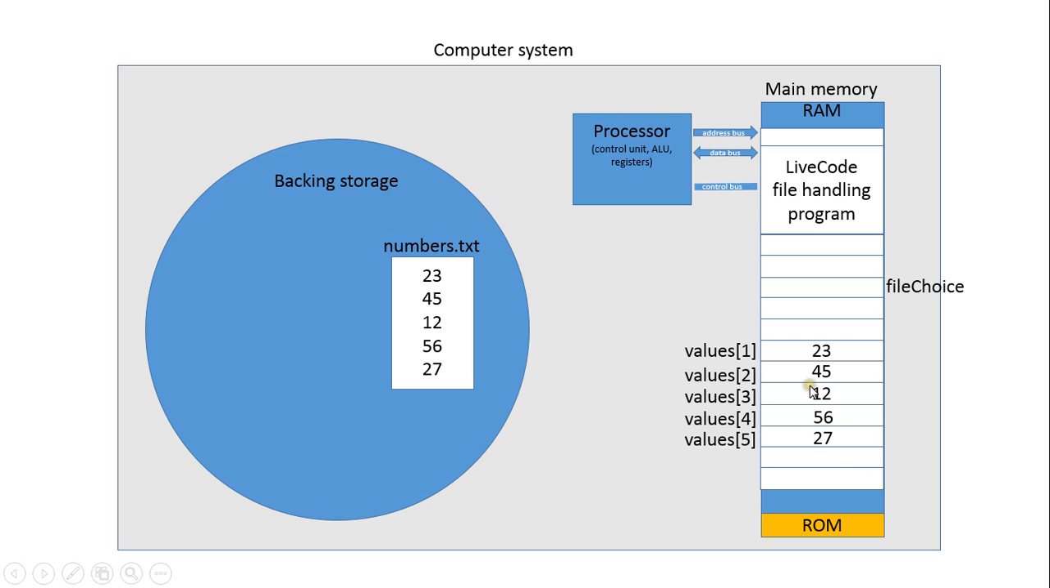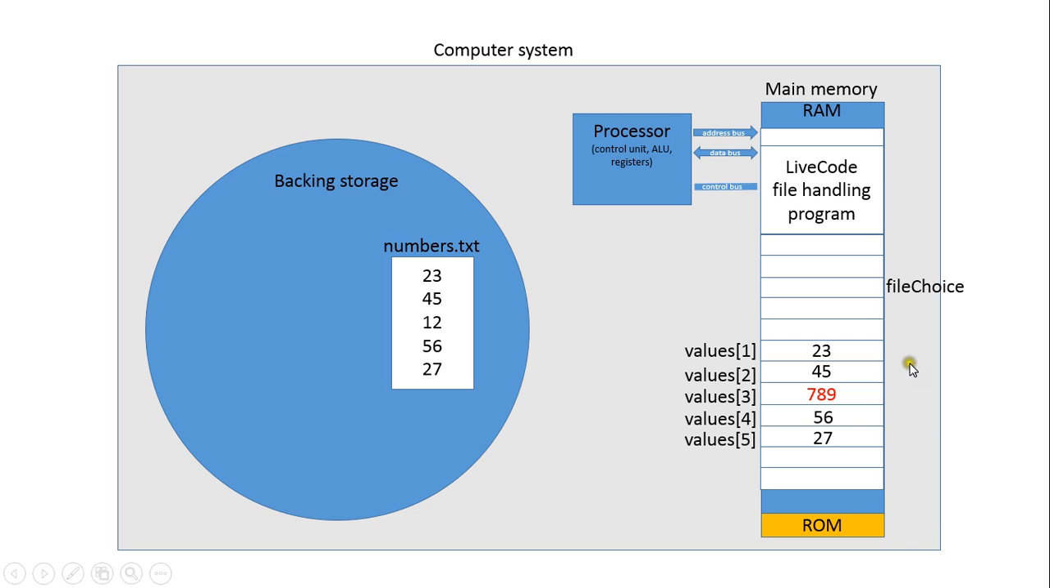I could maybe count up how many of them are the value 56, maybe search to see if I have a particular value in the array. Maybe I want to find the highest or the lowest value, or maybe even edit the values. So I might ask, which value do you want to edit? Say they say value 3, and I might change that value to a new value, say 789. So I'm editing this data here, and I now want to write this data back out to the external file.